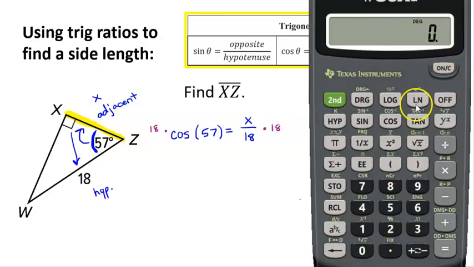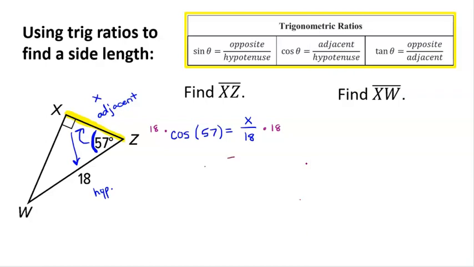And now I can put that into my calculator. When looking at the calculator, remember that the 57 has to go before you type in the cosine, because it's kind of backwards with these calculators. So I'm going to do 18 times 57, and then you hit your cosine. And then make sure you press equals at the end. So let me do it again. We've got 18 times 57 cosine equals, and then that gives us 9.8.